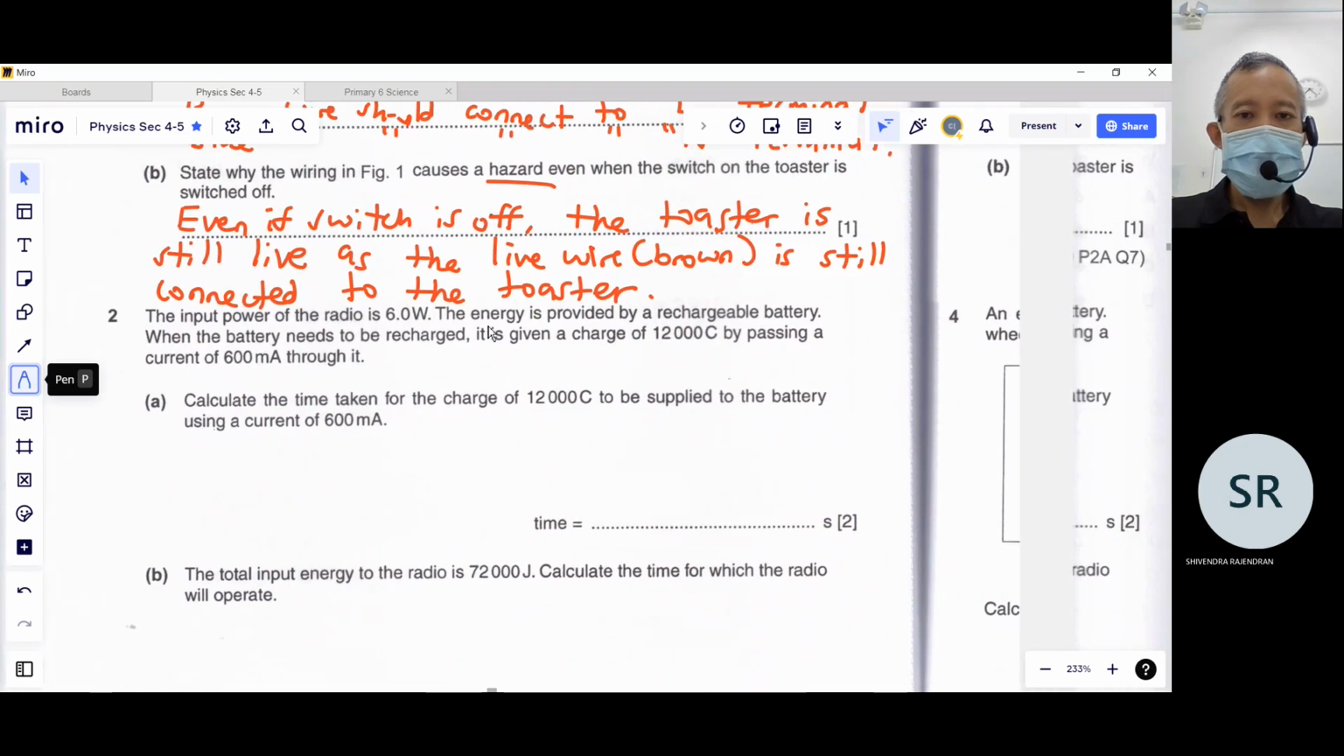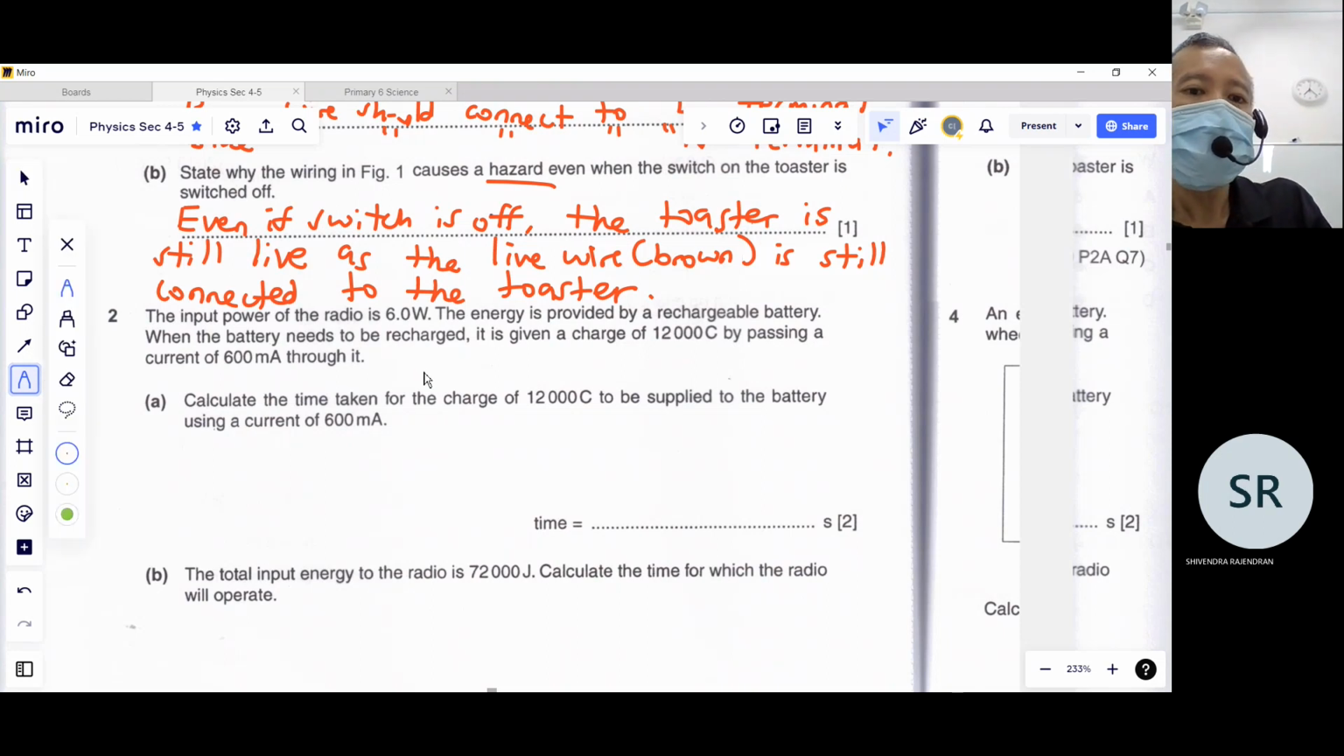Input is 6 watts energy. Okay. When the battery needs to be charged, it's given a charge of 12,000 coulomb by passing a current. Calculate the time. Come, guys, what formula should you use? Bernice, what formula should you use? You know the charge, you know the current. What formula is this?